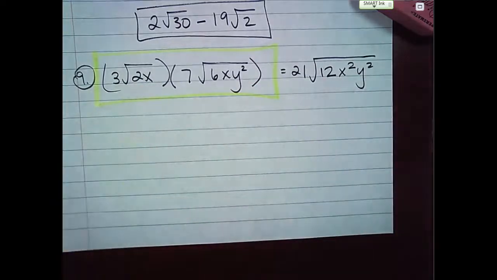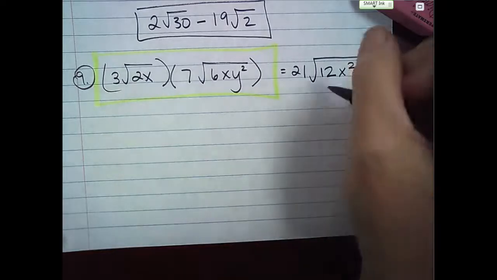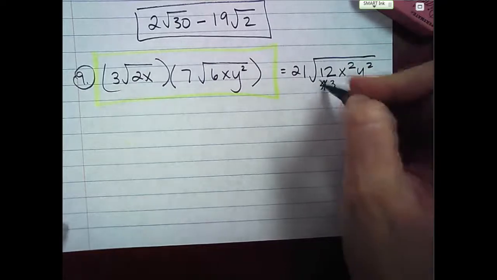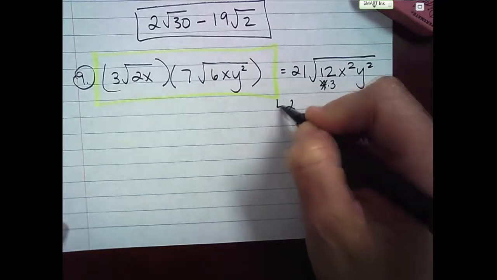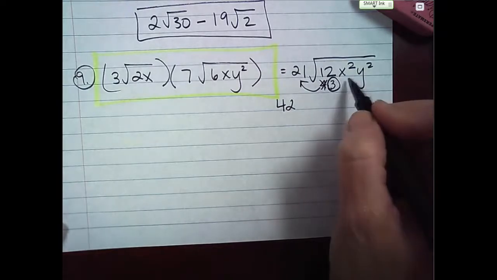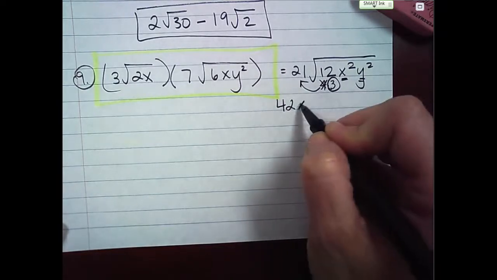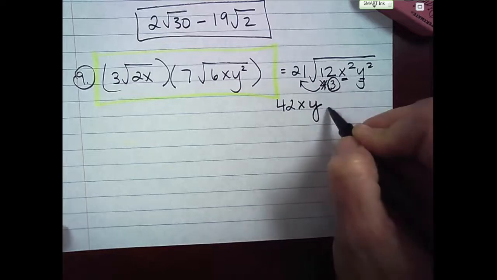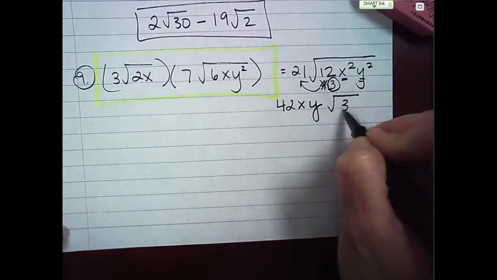Now let's clean up the answer though. Remember, it's a square root, correct? So 12 is 4 and 3. Square root of 4 is 2, so you have 2. Leave the 3 inside, and you have an x and a y. Left with the square root of 3 inside.